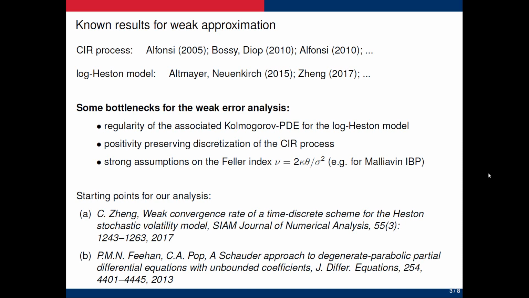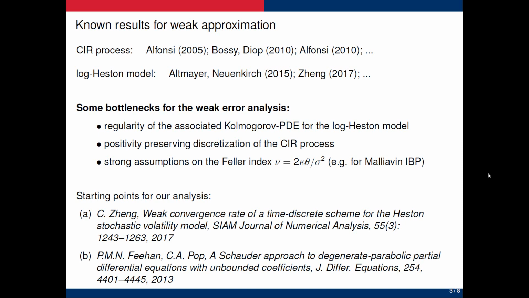There are some crucial points in the error analysis. The first one is the regularity of the Kolmogorov PDE for the log-Heston model. It's a degenerate parabolic PDE, and we need suitable regularity estimates for our analysis. Second, the discretization of the CIR process should be positivity preserving, since we model a variance here and it would not make sense to have negative values for it.